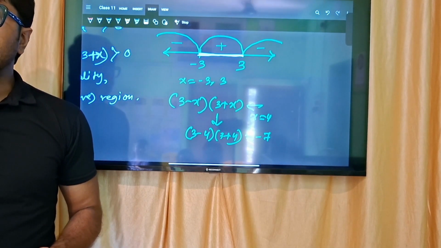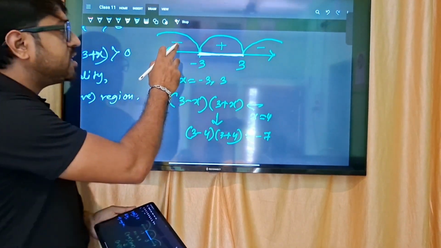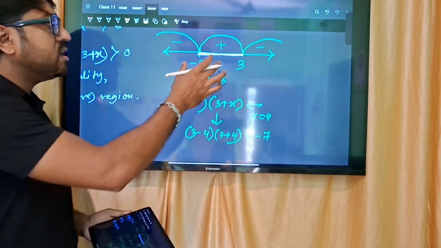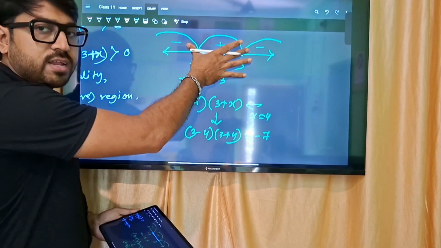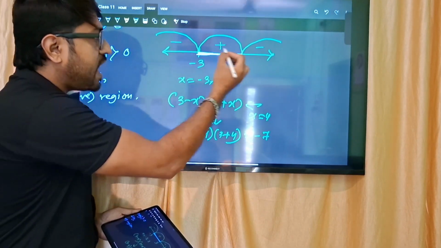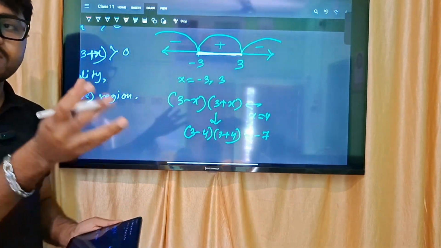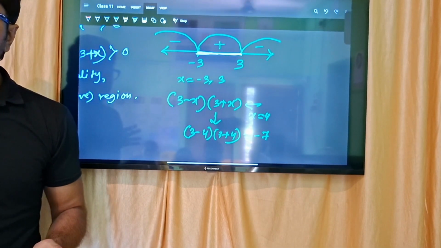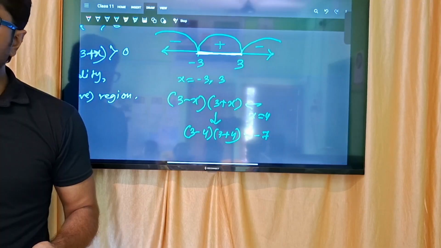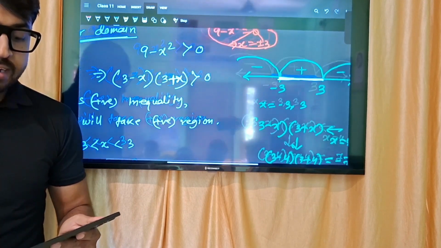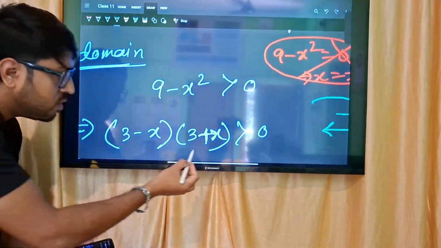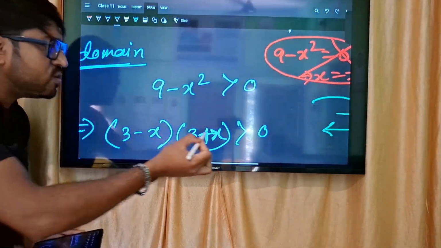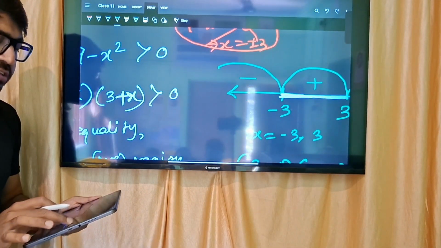Now the question is where x will lie: either in this, or in this, or in this. x will lie either in a positive region or in a negative region. If x lies in the negative region, then this, and if x lies in the positive region, that means only this one. Now how will you understand whether x will choose the positive or negative one? That depends on the inequality. What is the inequality, positive or negative? As the inequality is positive, x will take the positive region.